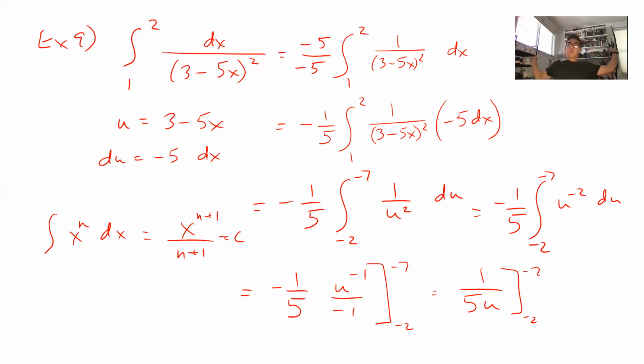Wait, what happened to the c? For which one? Like our rule? Oh yeah, the little c right here. Because it's a definite integral, you don't need that. We don't need it because it's going to cancel off anyways.